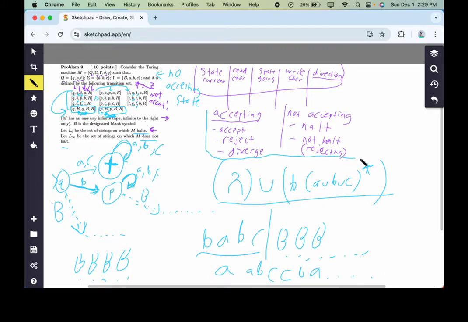Remember this? Do we have an accepting state or do we not have an accepting state? We don't have an accepting state. So in this case, we halt at B when we would diverge in a case of an accepting state. When we don't halt, that's where we get into our infinite loops.